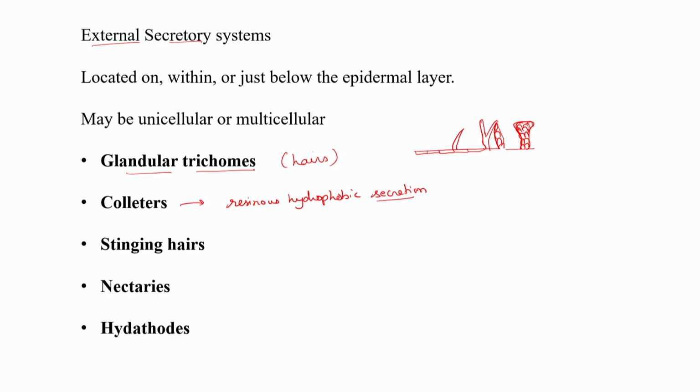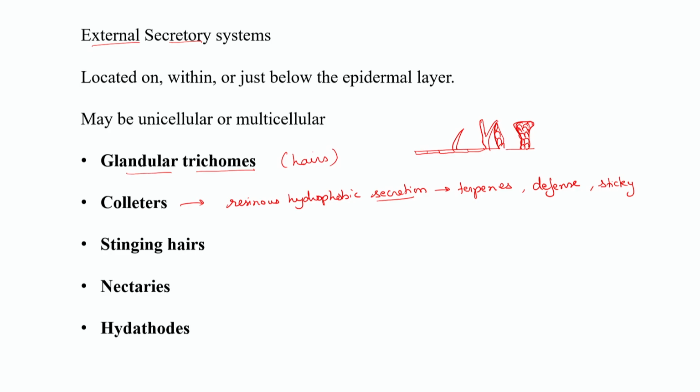Now, colleters generally secrete chemical compounds which are terpene in nature. Okay, terpenes are basically hydrophobic compounds and they provide defense against various pathogens like fungi, even against insect attack. These secretions provide protection. They are sticky in nature. So when an insect comes and colleters have secreted their secretions, the insect can stick to them and they can harm them in that way.